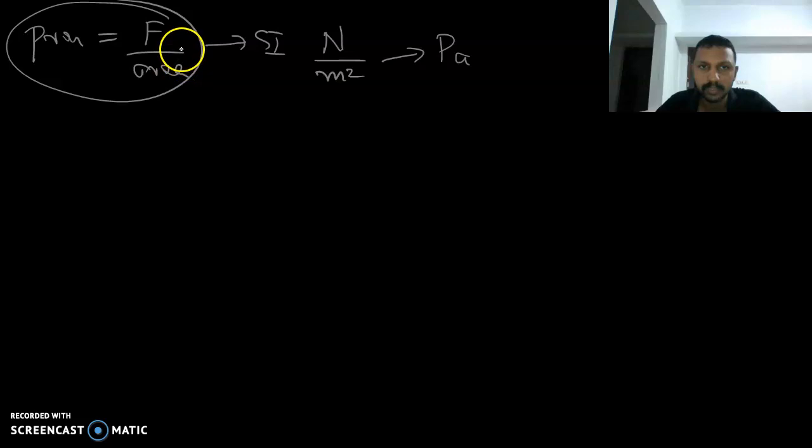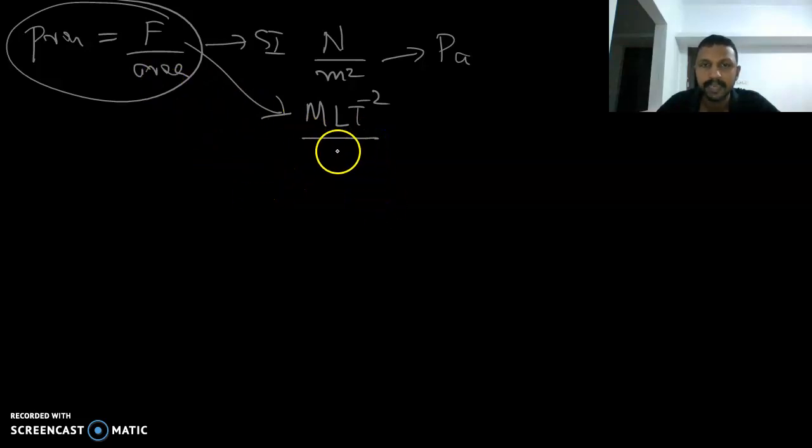And the dimensional formula: to get the dimensional formula of pressure, we should remember the dimensional formula of force and the dimensional formula of area. Can you recall the dimensional formula of force? The dimensional formula of force was MLT raised to minus 2, divided by the dimensional formula of area.